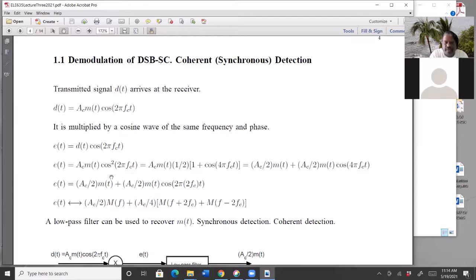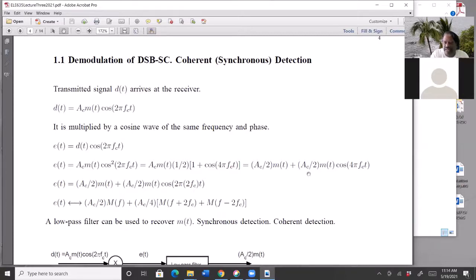Now remember I told you last week cos square x is equal to half times 1 plus cos 2x. So I used the trigonometric identity cos square x equals half times 1 plus cos 2x. So the square disappears, and 2 pi f_c t becomes 4 pi f_c t. Now if you multiply it, you get A_c over 2 m(t) plus A_c over 2 m(t) cos 4 pi f_c t. So you can see your message signal is there. It is just multiplied by this constant.